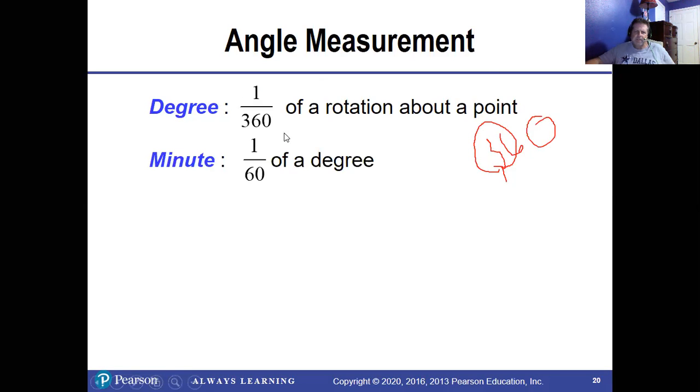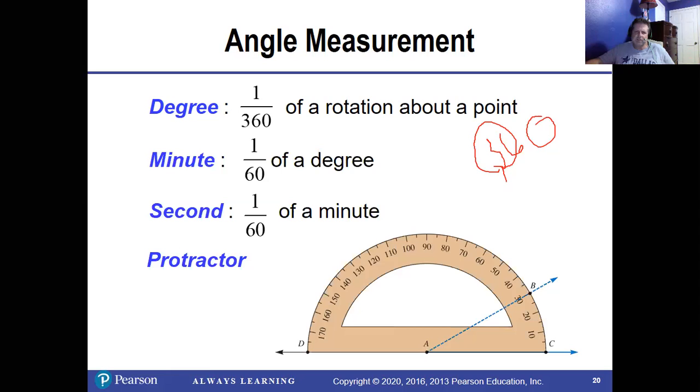Now, I am not going to test you on minutes and seconds of an angle. We're not going to go in that depth. I do want you to know how to use a protractor, however. I think it's important that your kids know how to use a protractor. Let me move this up, get this out of my way.